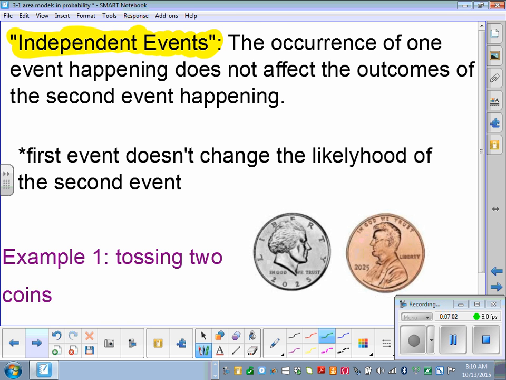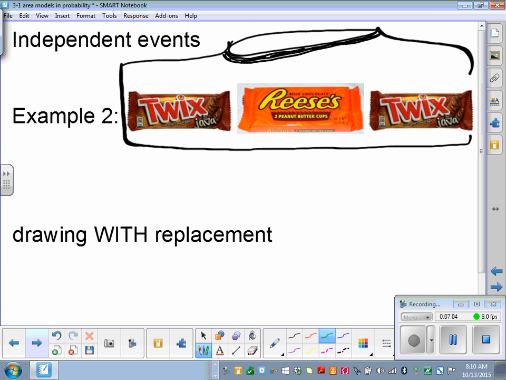Okay. Here's another example of independent events. If I had a little bucket, very good bucket. I actually have a minor in art. Just kidding, I really don't. As you can tell, because that's a horrible drawing.